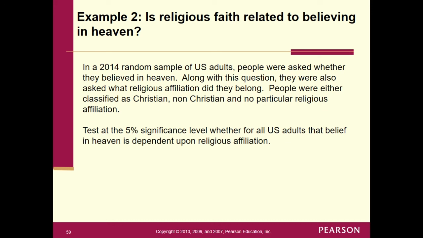One more. We'll go through this a lot more quickly since we already went through the particulars here. So in a 2014 random sample of US adults, so this actually happened, people were asked whether they believed in heaven. Along with this question, they were also asked what religious affiliation they belonged to. So people were classified as either Christian, non-Christian, or no particular religious affiliation. Test at the 5% significance level whether for all U.S. adults that belief in heaven is dependent upon religious affiliation.